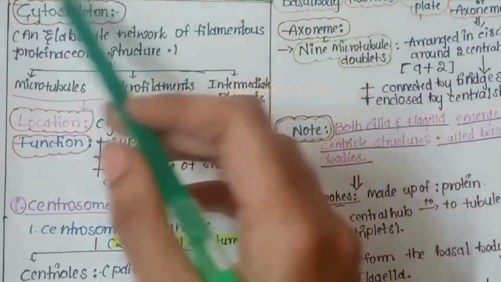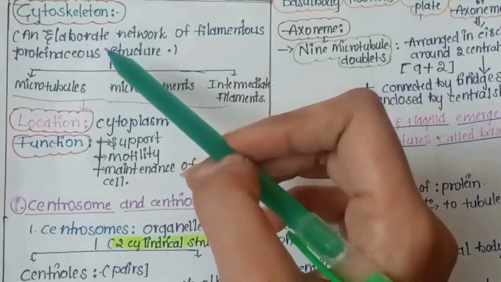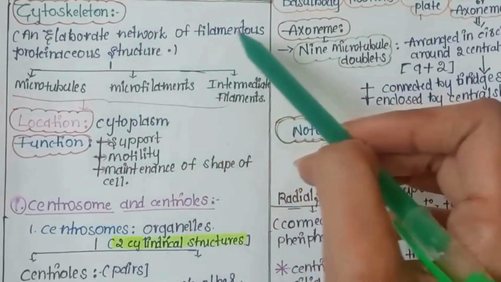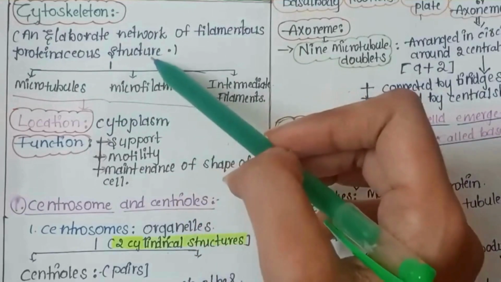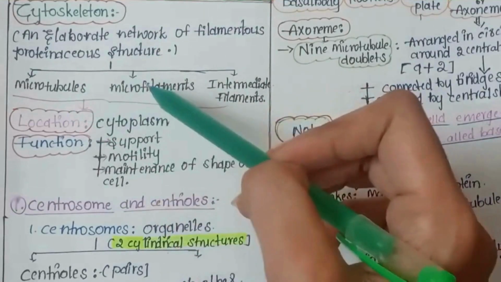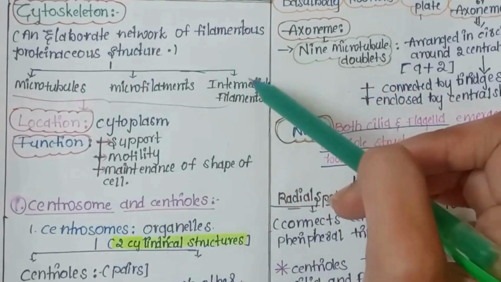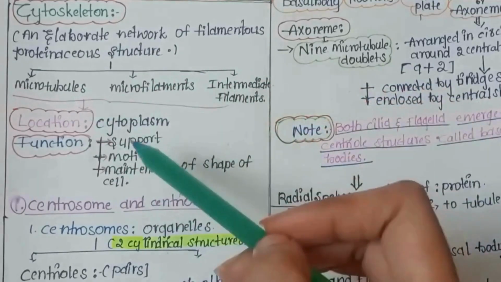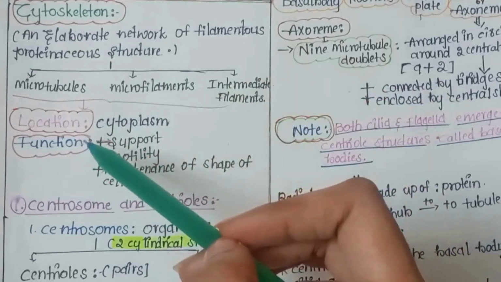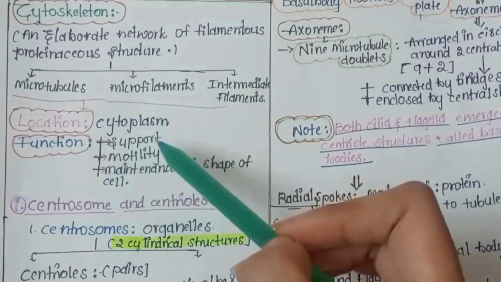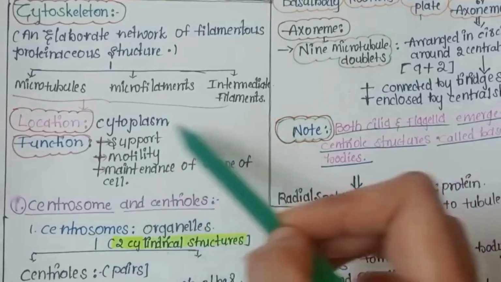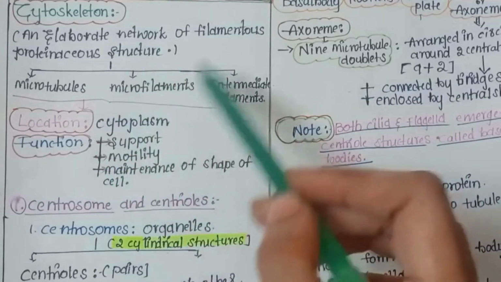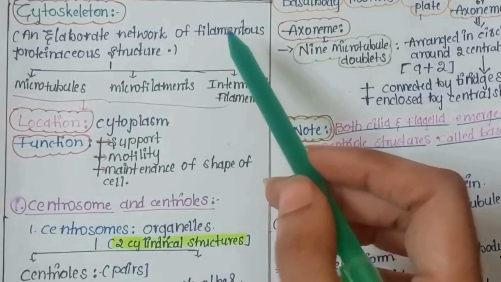Let's discuss the cytoskeleton. This is an elaborate network of filamentous proteinaceous structures like microtubules, microfilaments, and intermediate filaments which are found in the cytoplasm of the cell and help in providing strong structural support to the cell, movement of the cell, and maintaining the shape of the cell. Let's discuss with the help of a diagram.